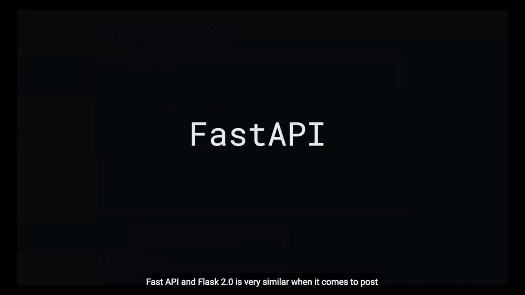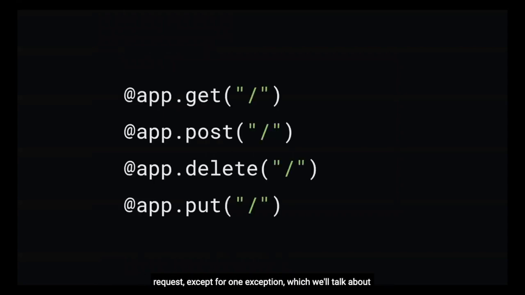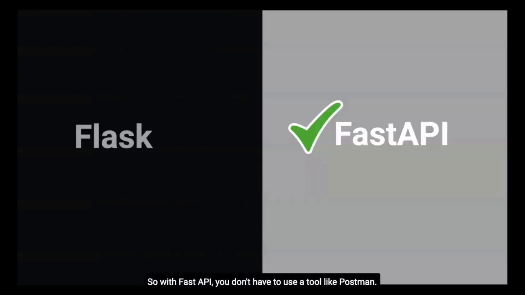FastAPI and Flask 2.0 are very similar when it comes to post requests, except for one exception, which we'll talk about in a minute. But FastAPI provides separate decorators as well for each HTTP method, like app.get, app.post, delete, and put. So with FastAPI, you don't have to use a tool like Postman. Okay, you don't have to use Postman to test your post requests.